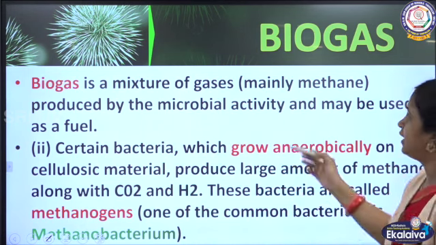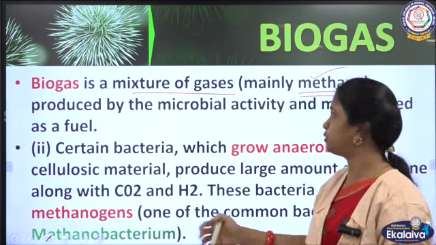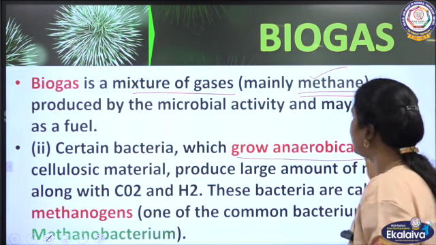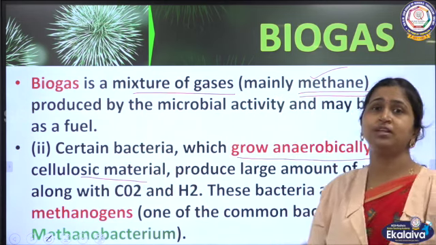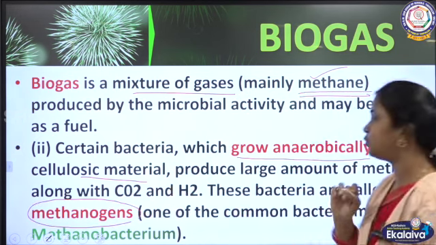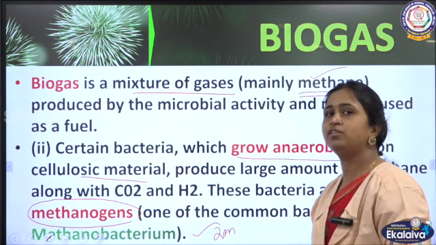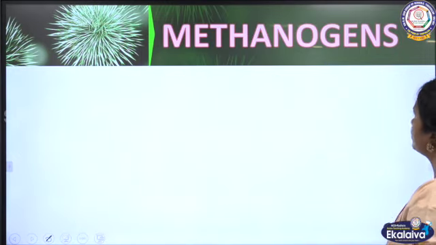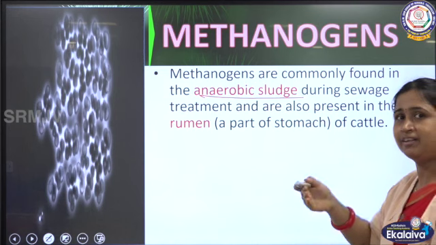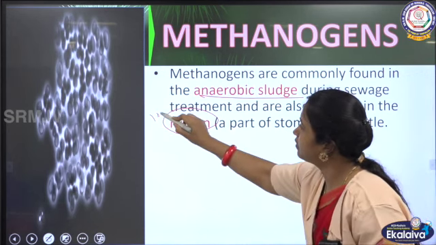So first we should know what is biogas. It is a mixture of gases, mainly methane, and it is very important also. It is produced by microbial activity. Certain bacteria, again what bacteria? Anaerobic, which grow anaerobically, and they feed on cellulosic material, which is also seen in the rumen of a cow or the herbivores. It produces a large amount of methane, and that is why we call them methanogens or methanobacteria. It is another 2 mark based question. What are methanogens? What is their role? Like that. You can see the methanogens. They are commonly found in anaerobic sludge. Sludge is nothing but the sediment, effluent is nothing but the fluid, during sewage treatment, and they are also present in the rumen. It's 1 mark. Where else is it present?